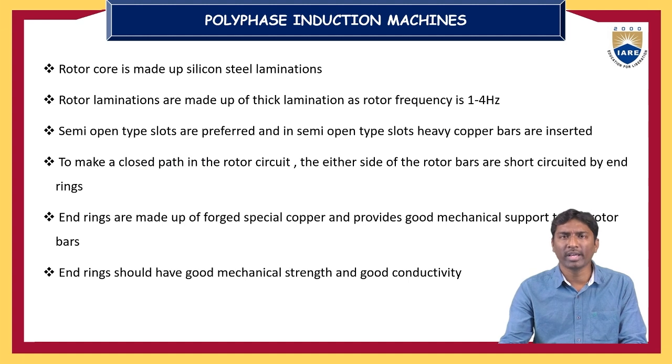The rotor core is made up of silicon steel laminations, and the rotor laminations are thick laminations, as the rotor frequency is 1 to 4 Hz. Because if we are using thick laminations, the rotor induced current will be low, and the eddy current losses will also be reduced due to the thick laminations.